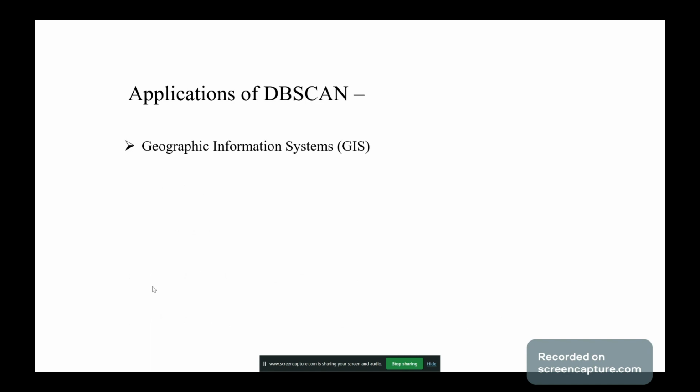For example, number one, geographic information systems for spatial data analysis, such as clustering geographical data based on proximity or density. It has been applied to tasks such as identifying hotspots of crime incidents, clustering to detect regions of high activity, and segmenting satellite images to identify land use patterns. Number two, anomaly detection. DBSCAN's ability to identify noise points as outliers makes it suitable for anomaly detection tasks. It can be used to detect unusual patterns or outliers in datasets such as network intrusion detection, fraud detection in financial transactions, and detecting defects in manufacturing processes.